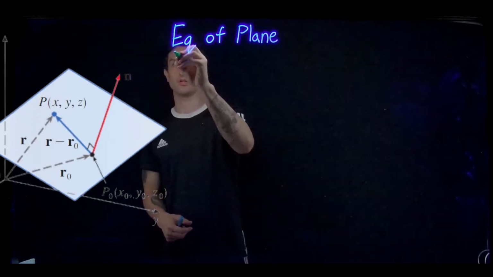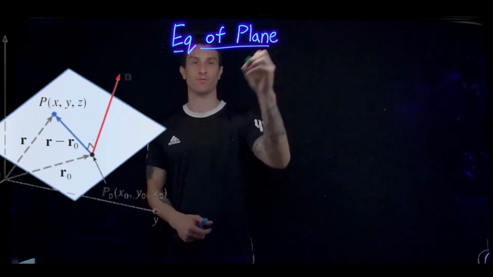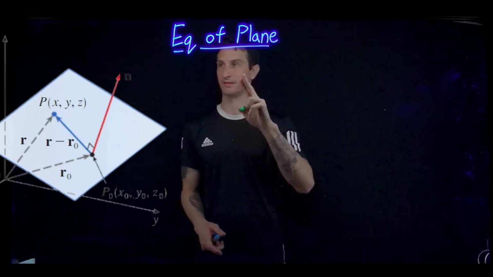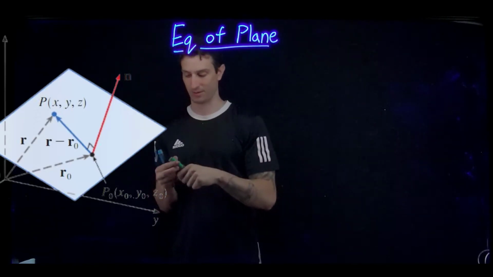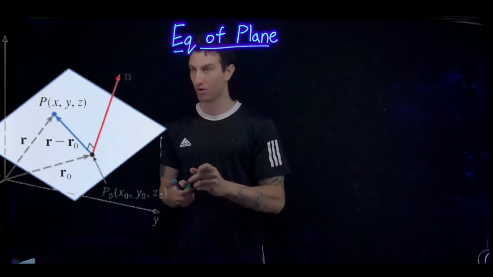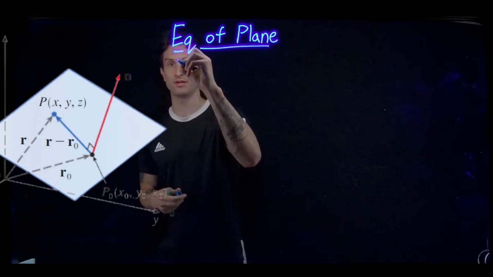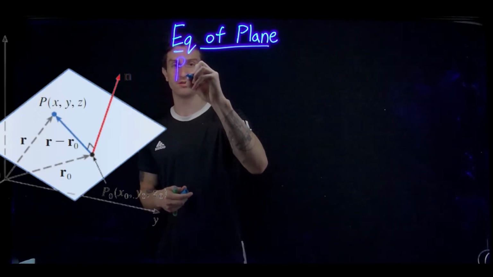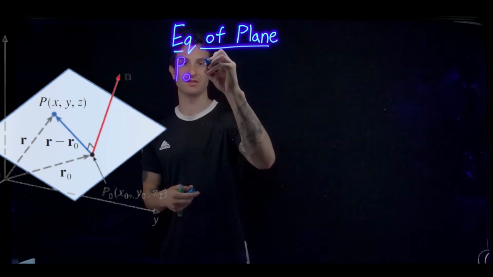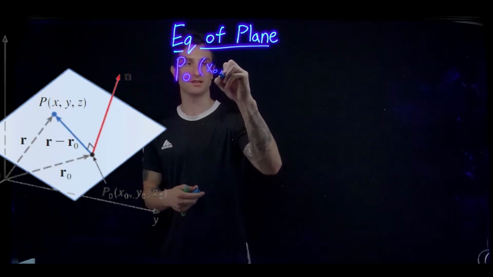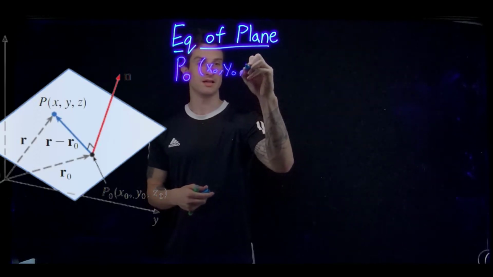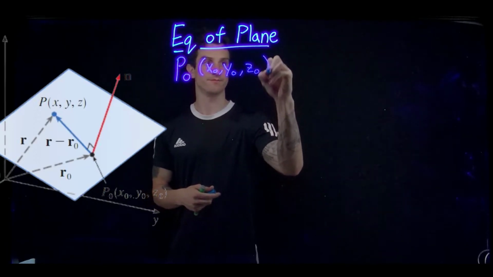Now for the equation of a plane, we're going to need two things. The first should come as no surprise. We're going to need a point, right? So we're going to have a point on the plane. And we'll just say this is going to be x naught, y naught, and z naught.